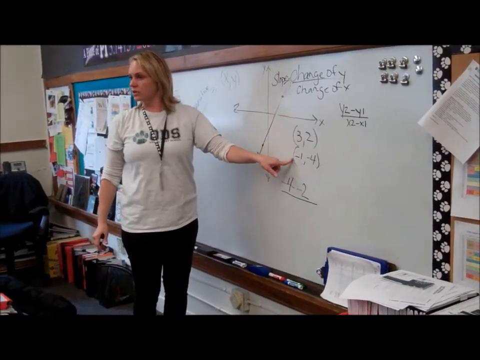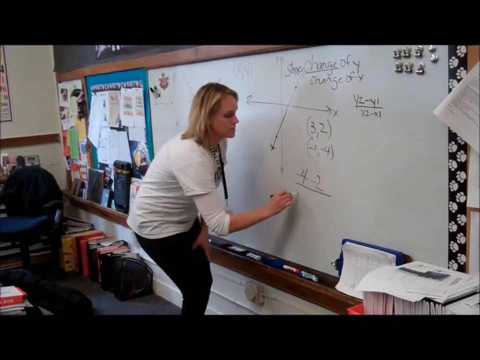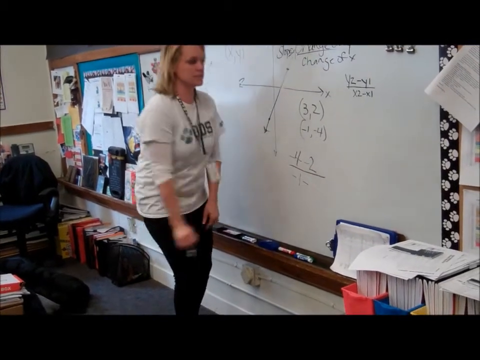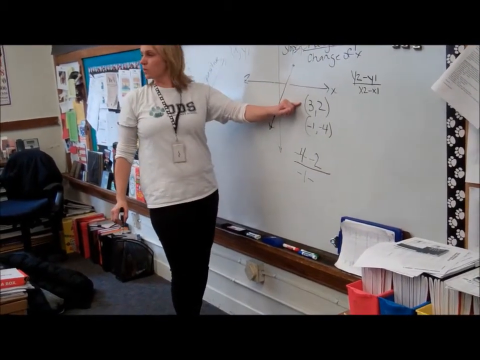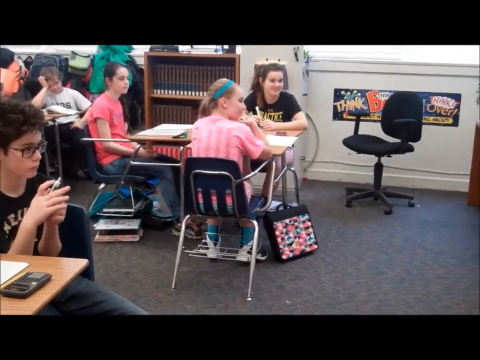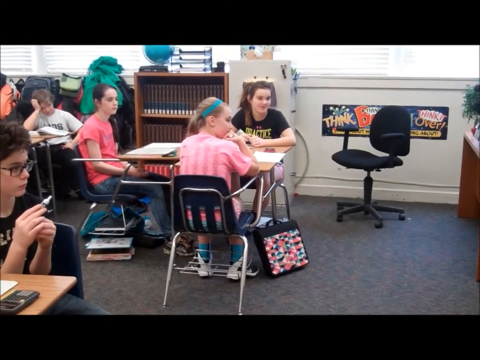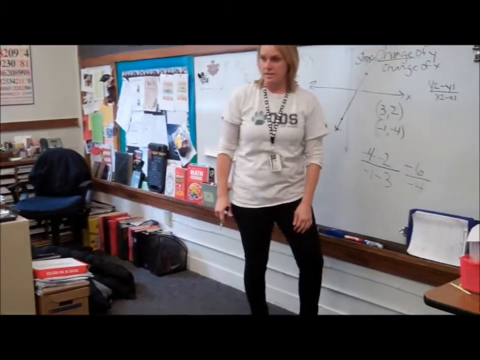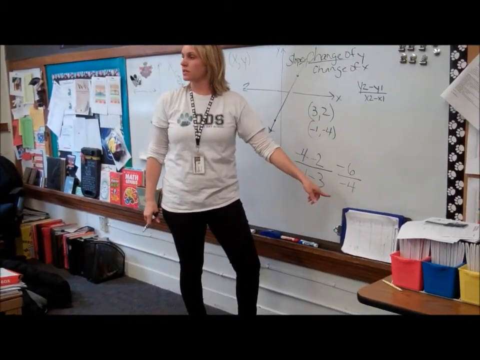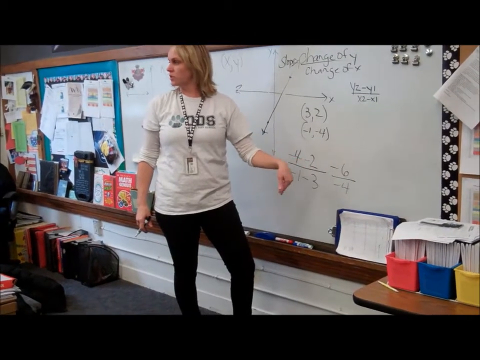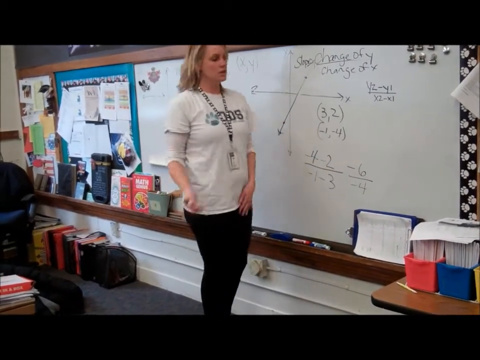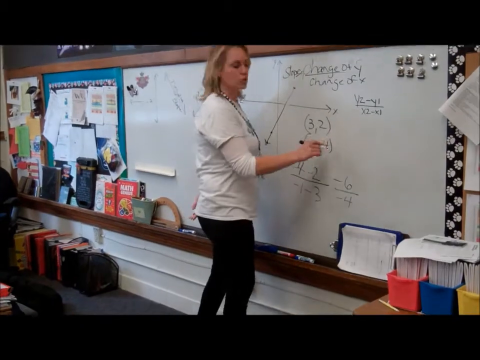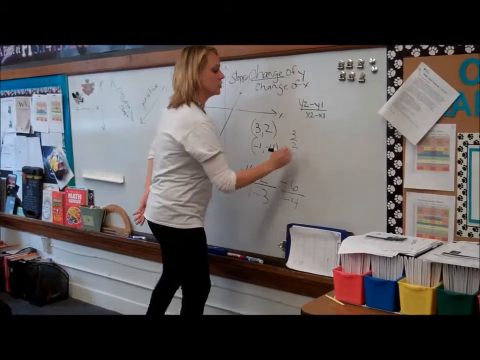What's my x2, Rachel? -1. Okay. Minus, and my x1, Avery? Very good. All over, what's -1 minus 3? -4. So our slope, what's a negative divided by a negative? Positive. And can I leave it 6/4? No, I have to reduce it to 3/2. So my slope of these two pair of coordinate points would be 3/2.